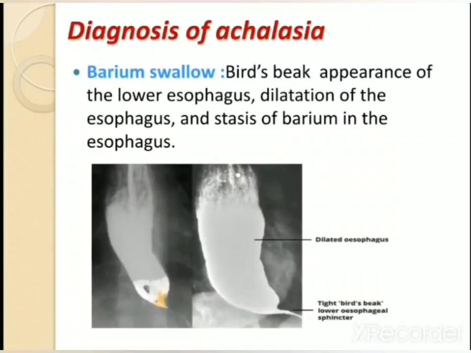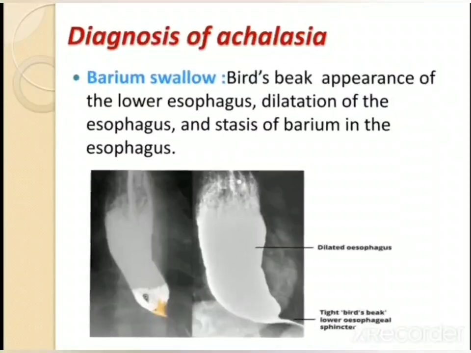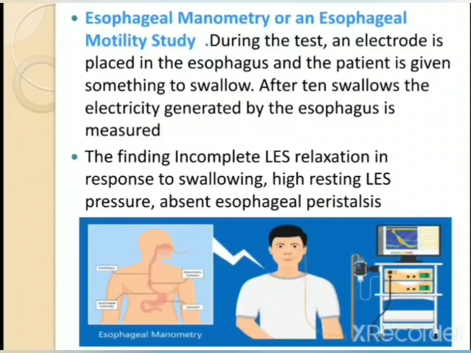The diagnosis of achalasia: barium swallow shows a bird's beak appearance of the lower esophagus, dilatation of the esophagus and stasis of barium in the esophagus. Esophageal manometry or an esophageal motility study. During the test, an electrode is placed in the esophagus and the patient is given something to swallow. After 10 swallows, the electricity generated by the esophagus is measured. The findings: incomplete lower esophageal sphincter relaxation in response to swallowing, high resting lower esophageal sphincter pressure, and absent esophageal peristalsis.